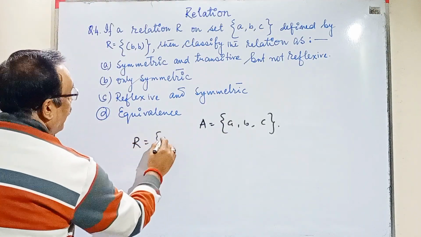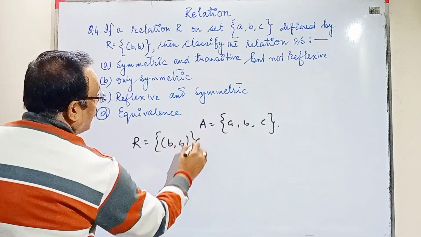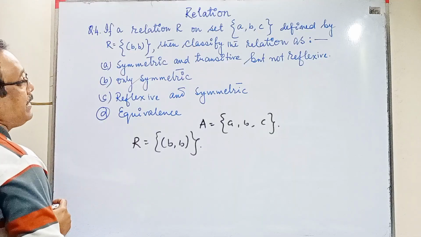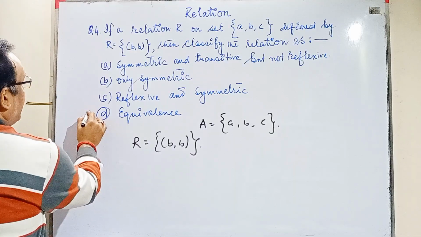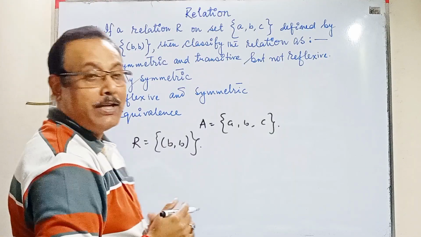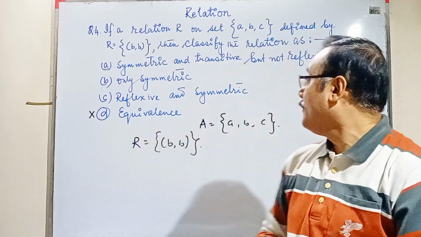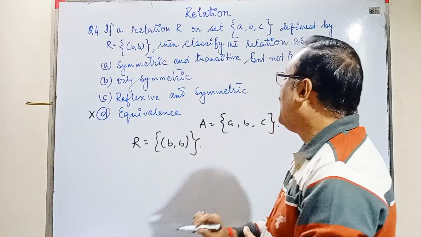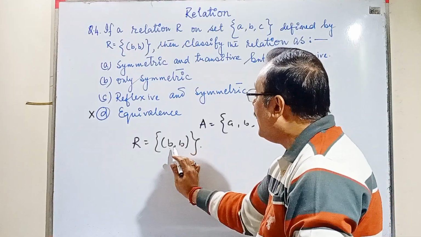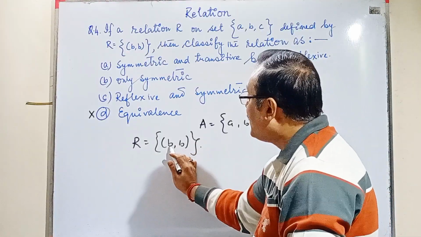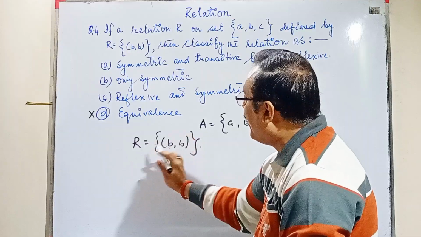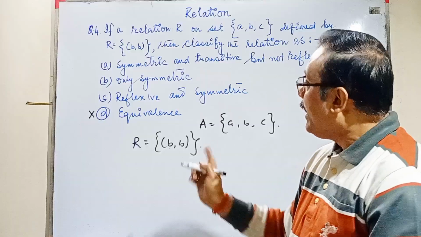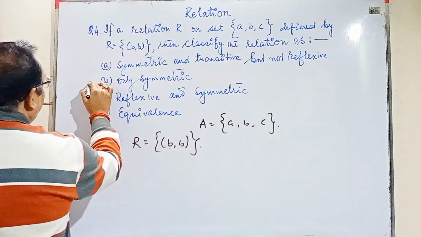R is given as (b, b). So that means (a, a) and (c, c) are not there, so the question of reflexive does not arise. This cannot be an equivalence relation because it is not reflexive. Now, (b, b) is given. If I reverse it, it also becomes (b, b). That means it is obeying the symmetric property. So it can be symmetric.